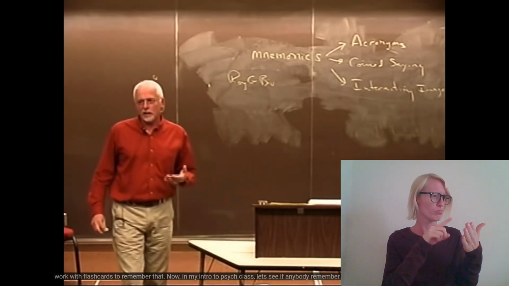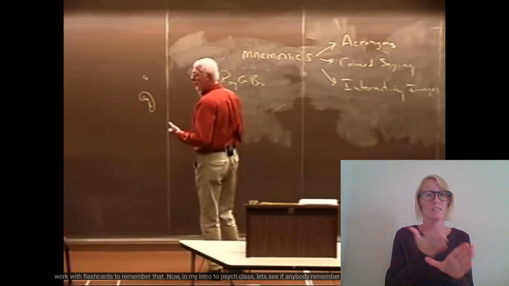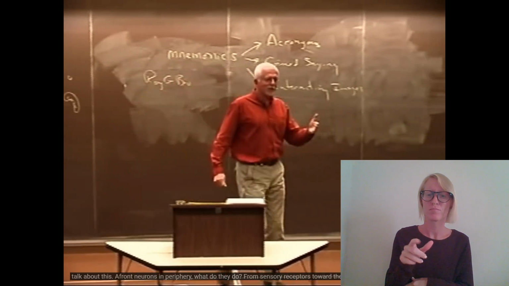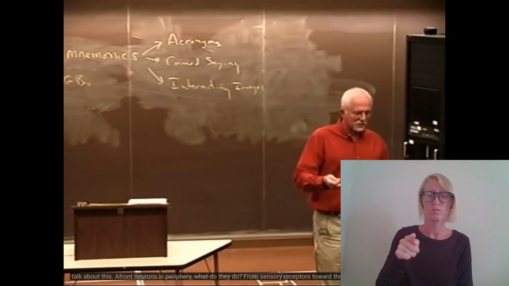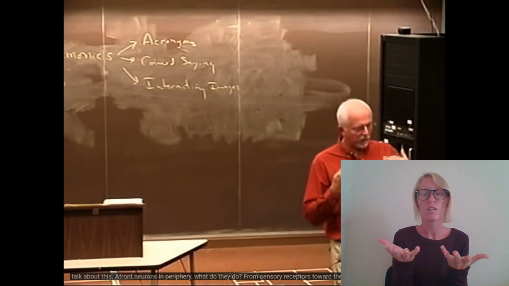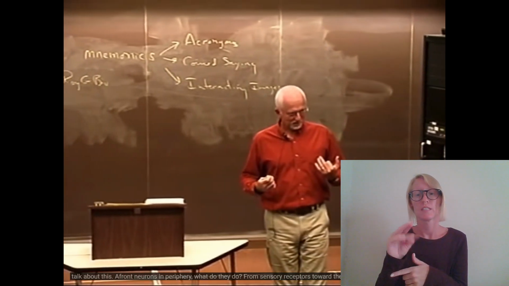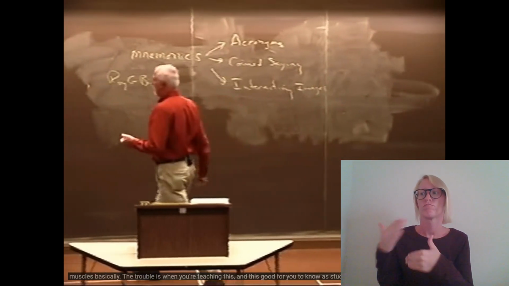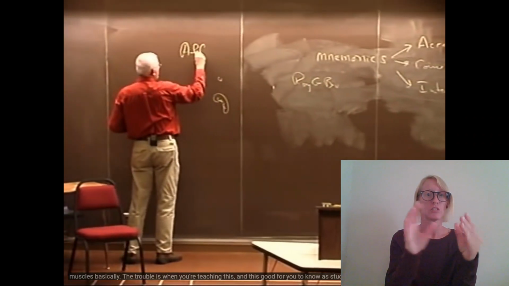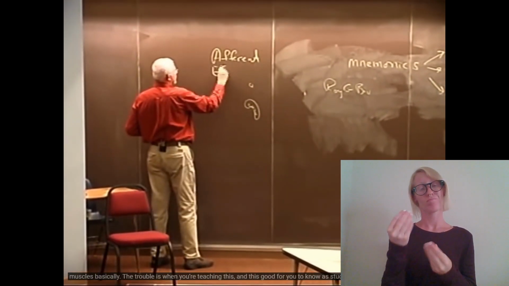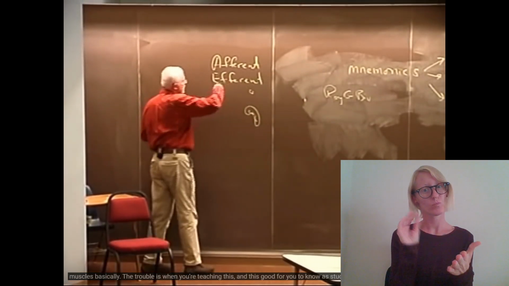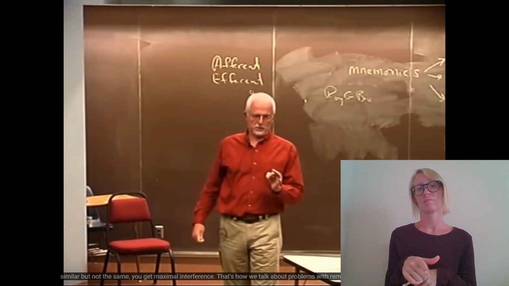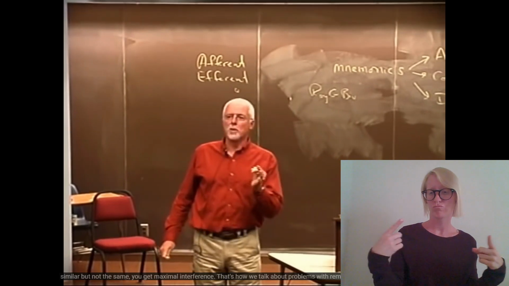Now, in my intro to psych class, does anybody remember afferent? You can tell me. Afferent neurons in the periphery, what do they do? From sensory receptors toward the CNS. Efferent, CNS to the effectors, muscles basically, okay? The trouble is, when you're teaching this, and this is good for you to know as students, anytime two things are highly similar but not the same, you get maximal interference. That's how we talk about problems with remembering.